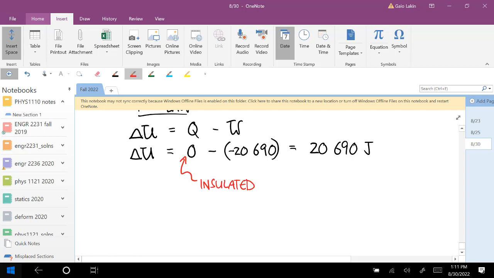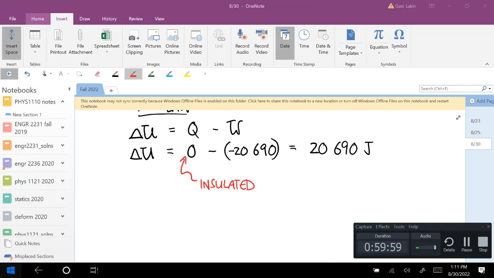Any other questions about that one? Okay, let's stop there, and next time I'll talk about methods of heat transfer, how to calculate heat transferred by conduction, convection, and radiation. Okay, that's all. I have one last question.